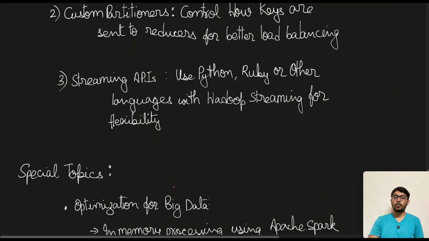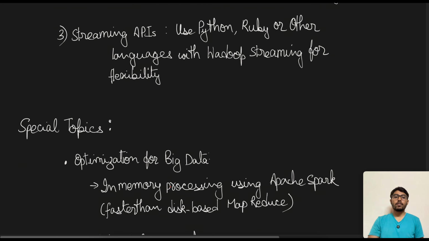Next are the special topics in MapReduce. So the first one is optimization for big data. In-memory processing using Apache Spark is faster than disk-based MapReduce, right. So, using Apache Spark we can even further enhance the speed rather than using disk-based MapReduce.